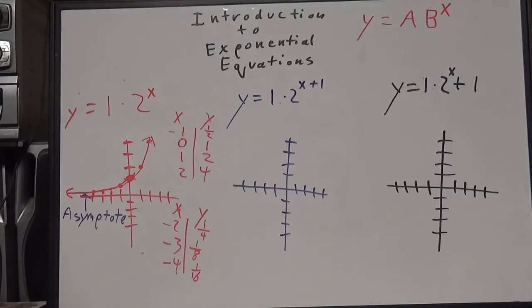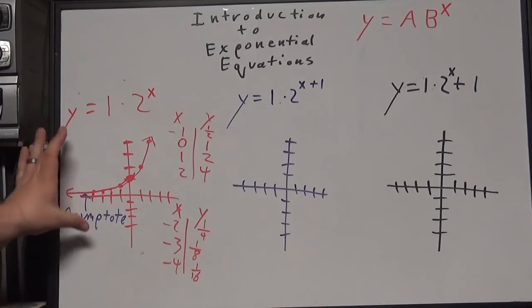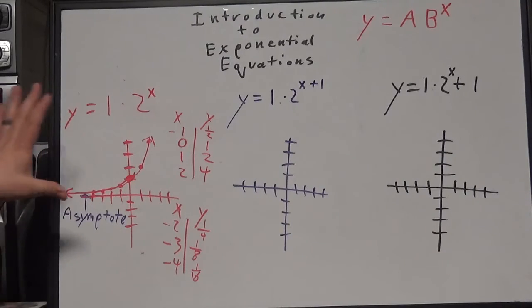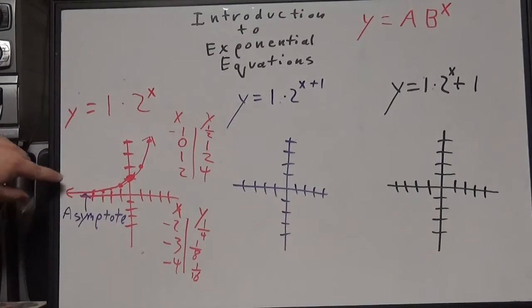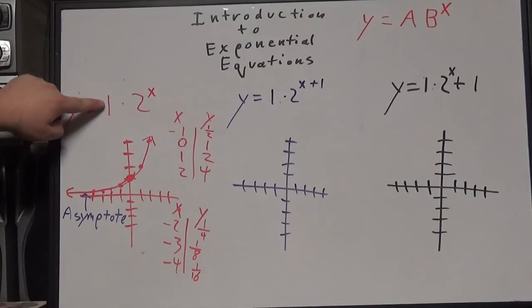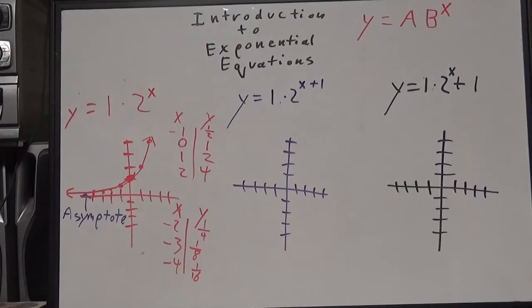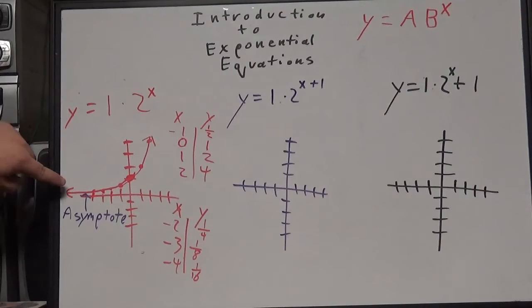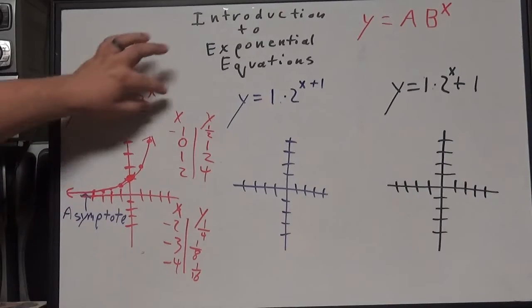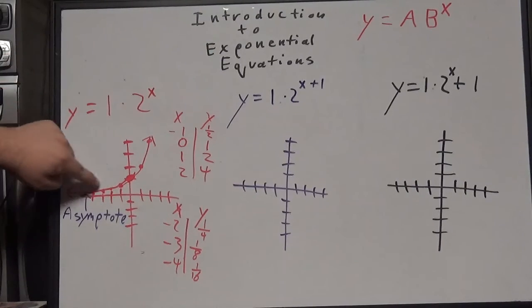Okay, I spent some time on this first one because I want to make sure that everyone is clear. This is your y-intercept. This is how much you're multiplying by. It's the base of your exponent. It's how much you're multiplying by each time. And this is the number which is always your constant. That's called your asymptote.